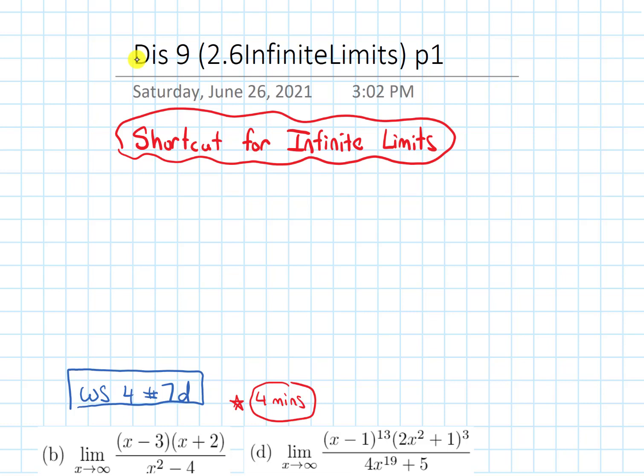Welcome to our 9th discussion. In today's discussion, we'll be focusing on section 2.6 on infinite limits. And in this video, we'll do some practice problems involving our shortcut for infinite limits.